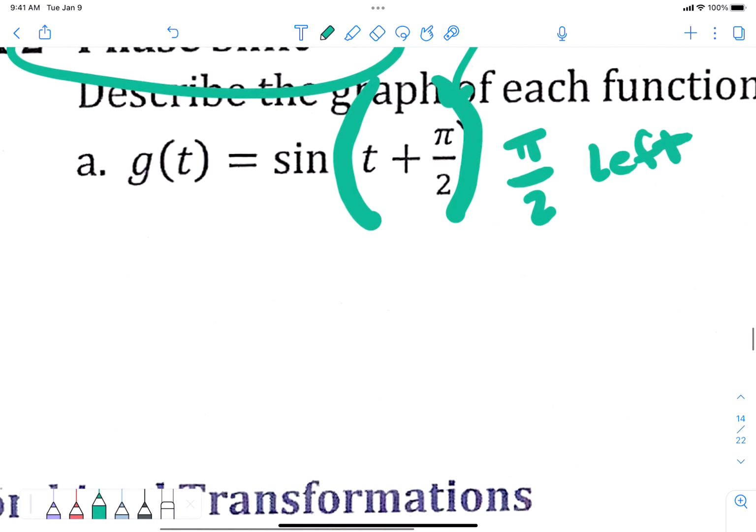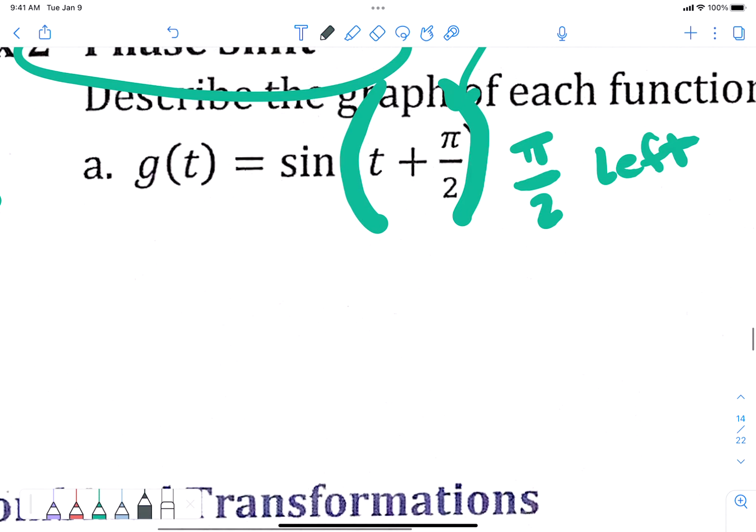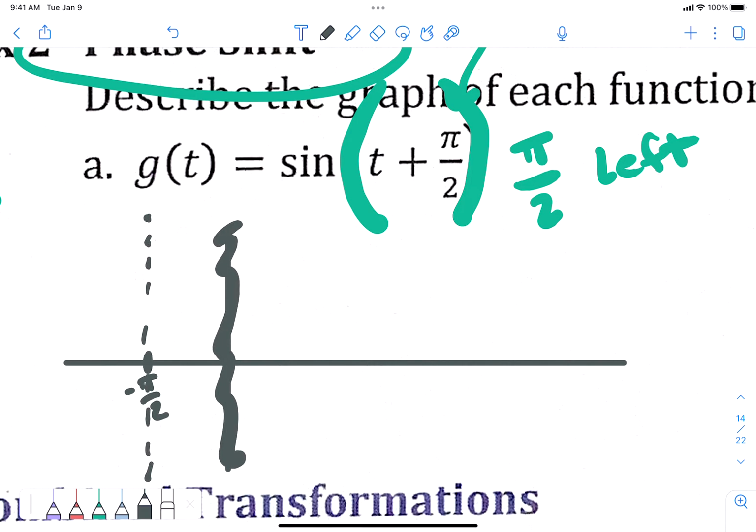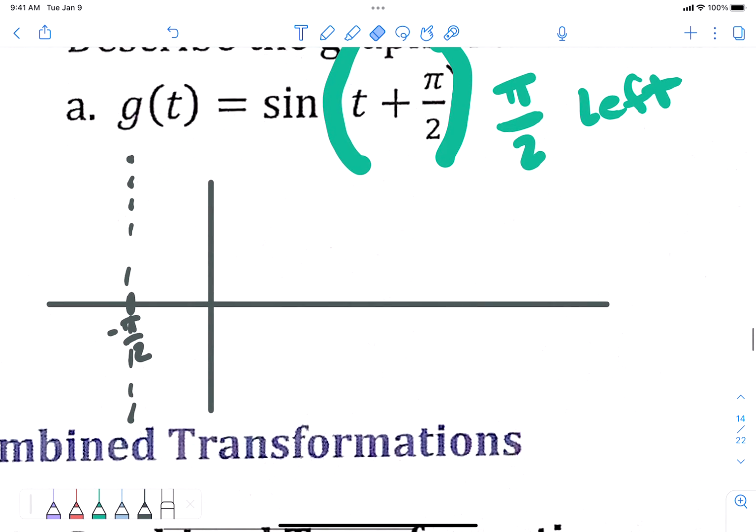We're shifting pi over 2 to the left, okay? So, stay with me here. Here is my graph. We're going pi over 2 to the left, which is negative pi over 2. This is where we're going to start it. We're not going to start here. We're going to start right here, and I'm going to put a dotted line. That's not a vertical asymptote. That's just my dotted line, okay? All right, so we're going to start him there. Now, how wide is sine? 2 pi. Are we changing how wide he is? No.